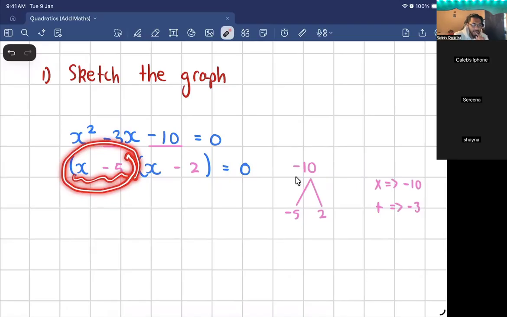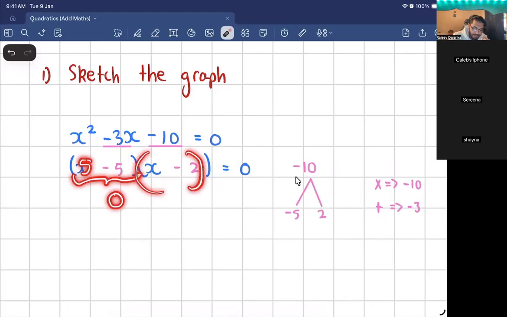If it's x minus 5, then 5. So when x is 5, this whole bracket is going to turn to what? 0. And 0 by anything is? 0. So would that value of x solve that equation? Yes, it would. Look at the factors.